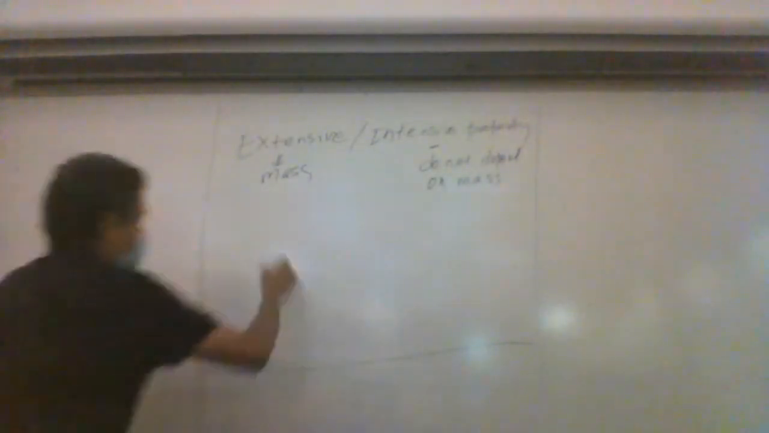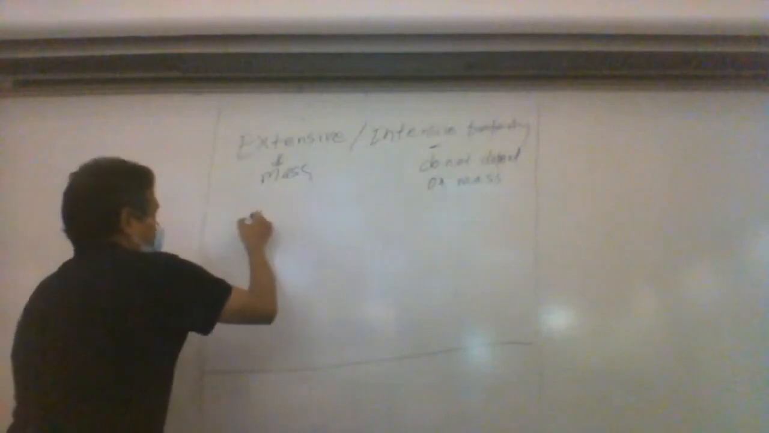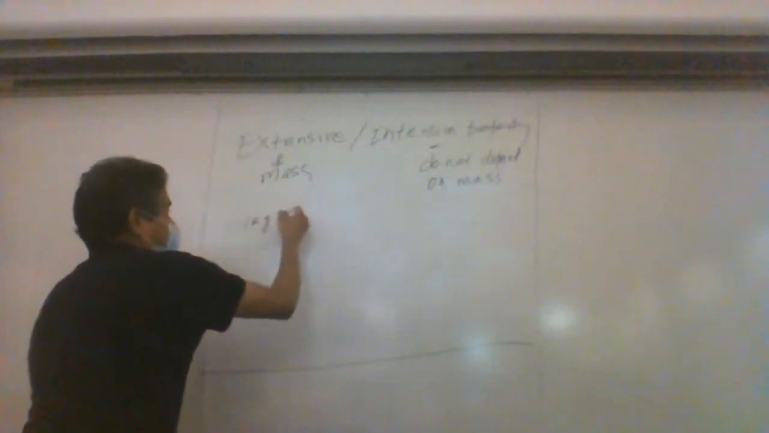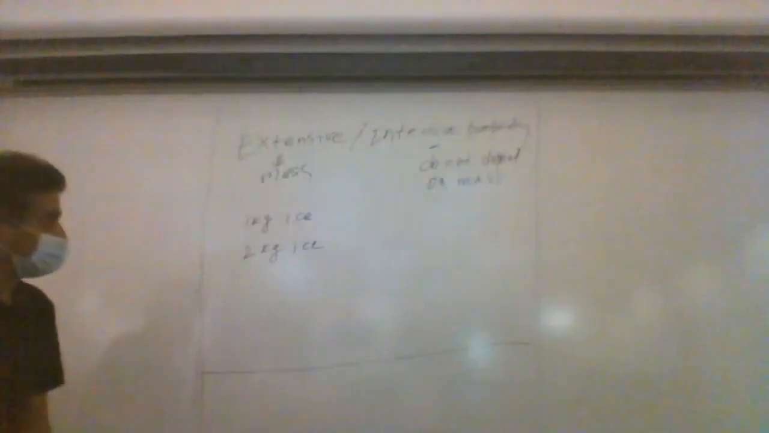Extensive properties depend on mass, intensive properties don't depend on mass. So what does that mean? So you see, let's say you have 1 kg ice here. You have 2 kg ice here. This is 1 kg ice, that is 2 kg ice.